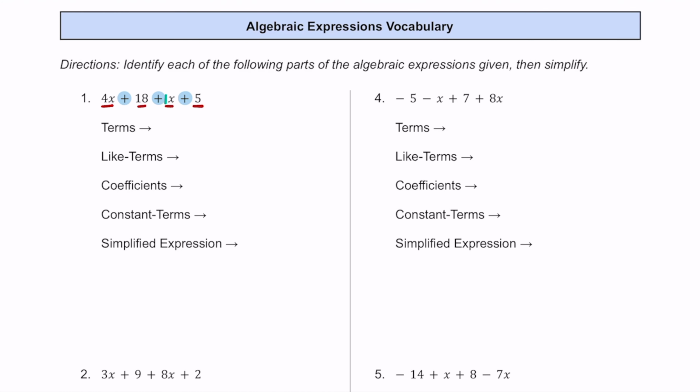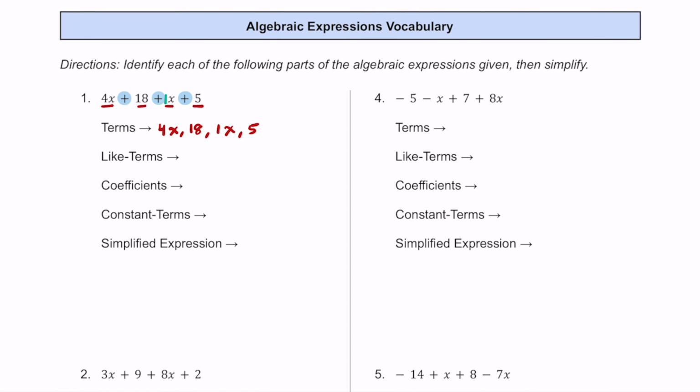So what are the terms here? All the terms are going to be 4x because we have plus signs. We have a positive 18. We have a positive 1x. And then we have a positive 5. So these are all the terms for this expression. You can just use a comma to separate them.